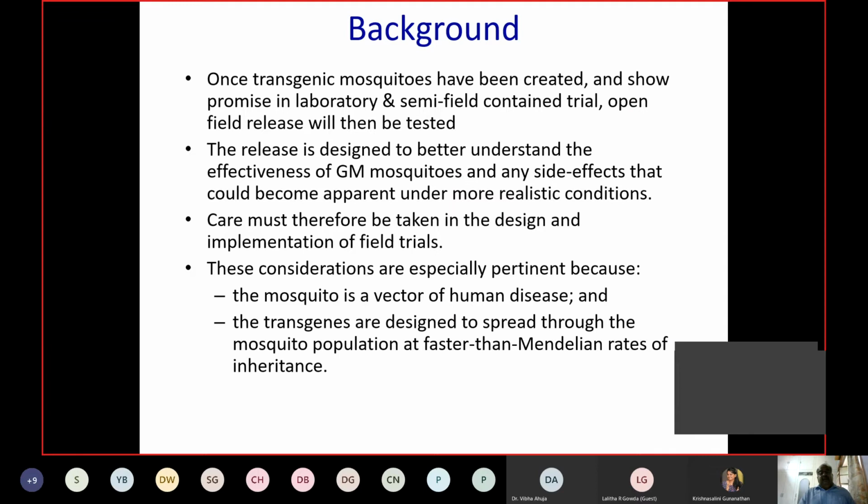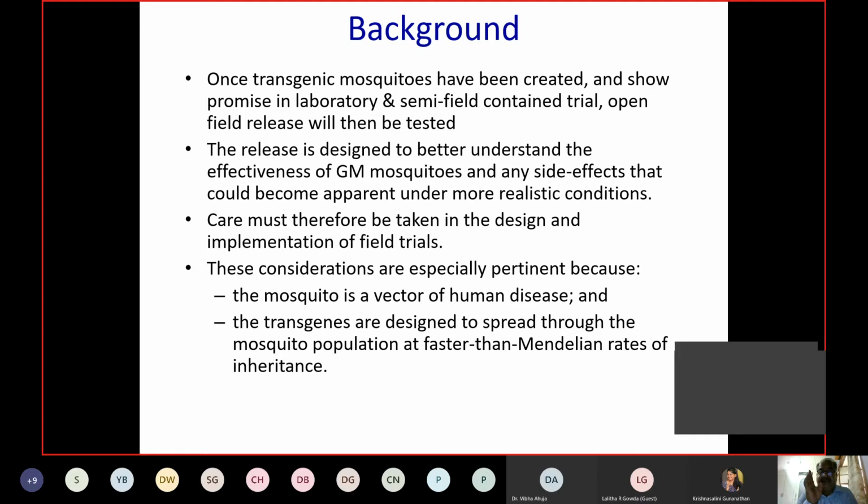Once the transgenic mosquitoes have been created, in the case of the Indian laboratories, the larvae are transported to the laboratory, and they show promise in laboratory and semi-field contained trials. Open field release will come only after the initial phases 1 and 2 have been done absolutely correctly and satisfactorily.